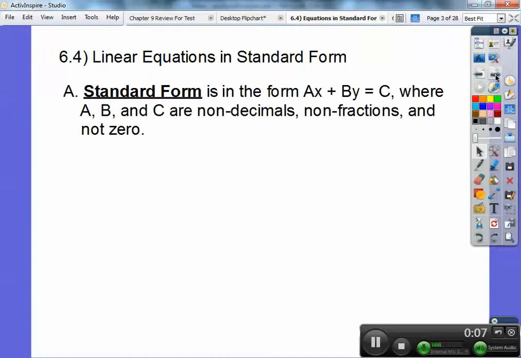Okay, let's begin. Standard form is of the form ax plus by equals c, where these a, b, and c are non-decimals, non-fractions, and definitely not zero.